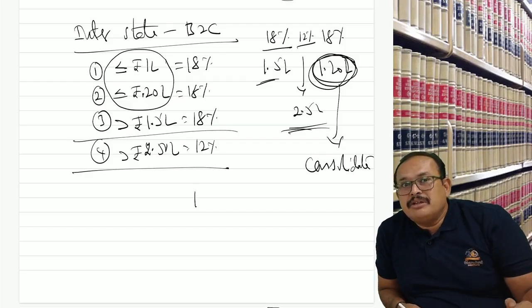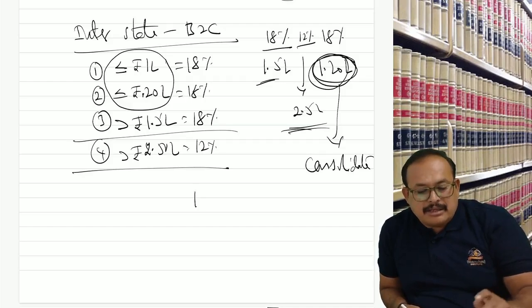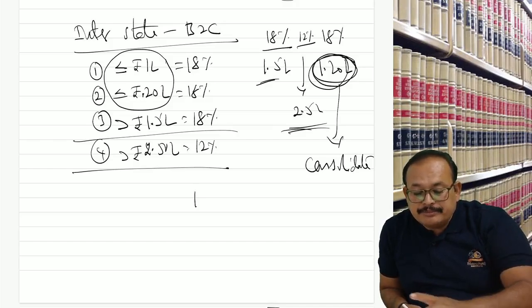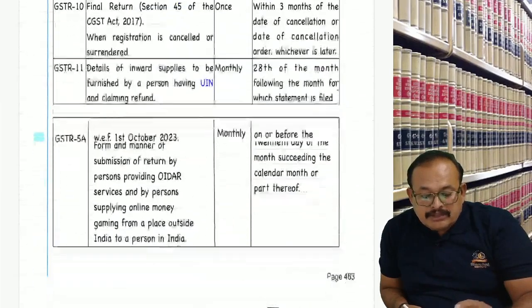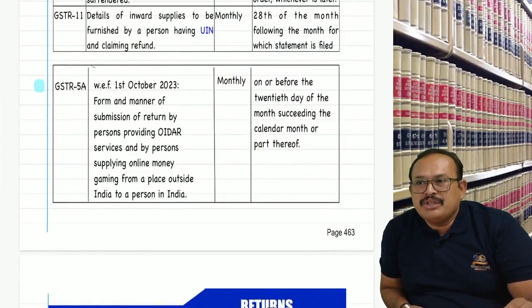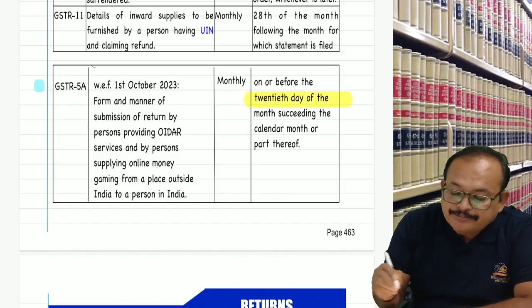And we have GSTR 5A. 5A is new. For whom? For online money gaming or OIDAR suppliers. I have given it in a simplified manner, just look and understand. Not required to study and struggle. GSTR 5A, for OIDAR or online money gaming, supply from outside India to India, liable to pay tax. The due date is the 20th of the following month, from the end of the month. For them, file the monthly return by the 20th.